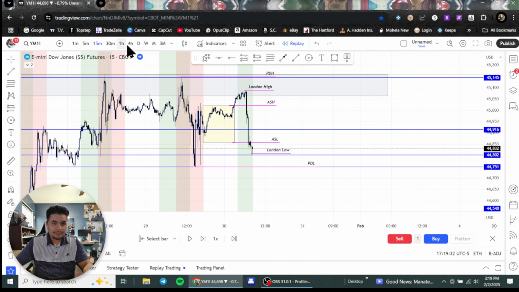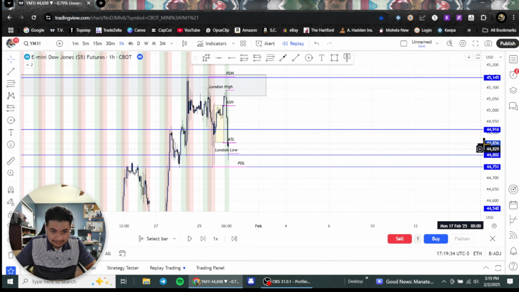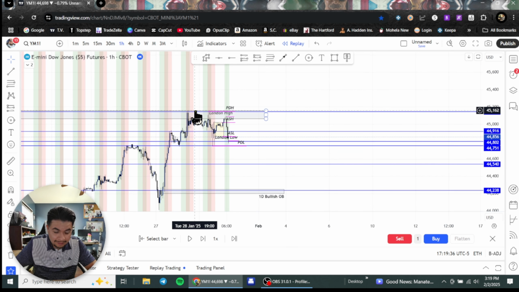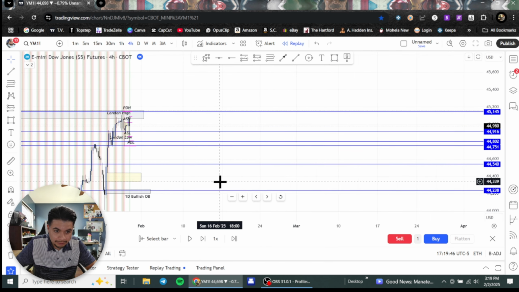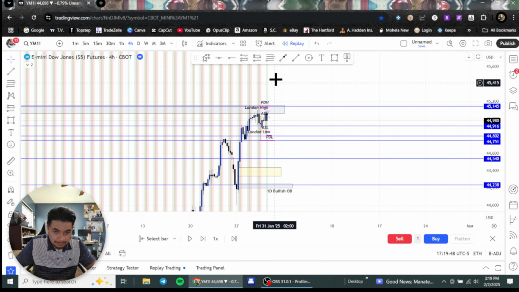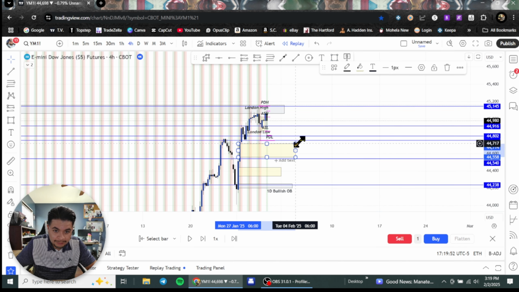I want to go to the 1 hour and just see if I see any. I see a 1 hour fair value gap right here. So we're in a downtrend now, so I feel like price could target off of this. But let's go to the 4 hours, see if we see anything a little bit more clear. There's a couple. There's one right there. There's one right here. It's so close to it.